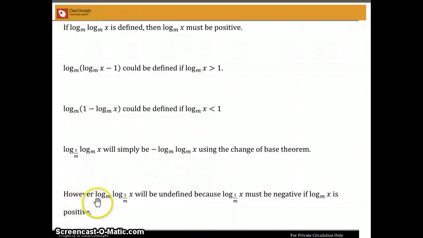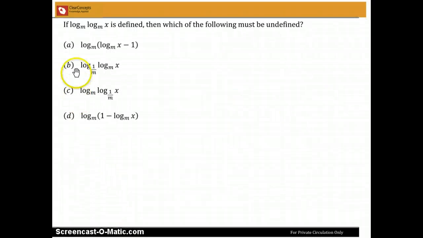But when you come to log to the base m of log to the base 1 by m of x, that will be undefined, because if log to the base m of x is positive, then log to the base 1 by m of x must be negative, and then the logarithm of that will not exist. And so, going back to the options, we can see that a, b, and d could be defined. However, c is definitely not defined.